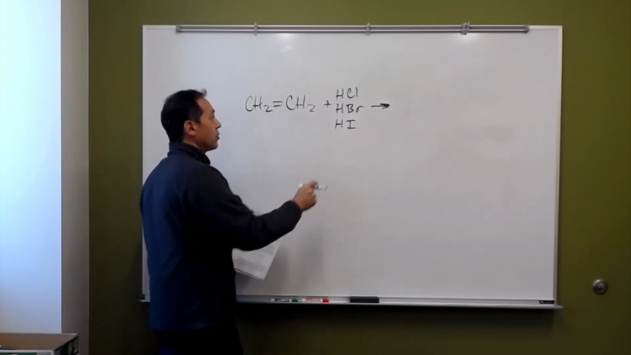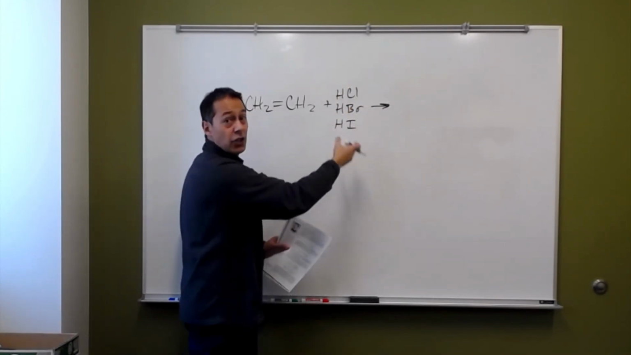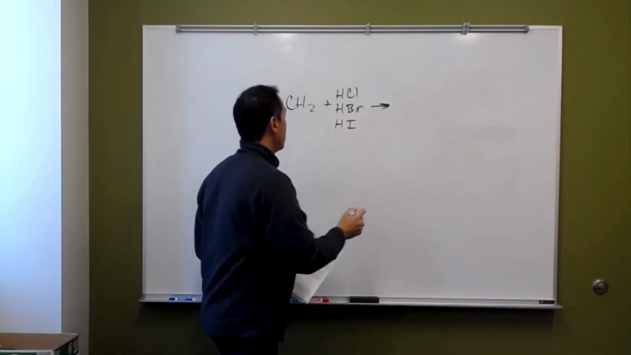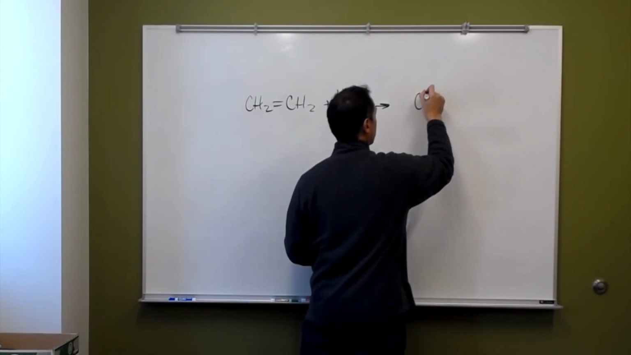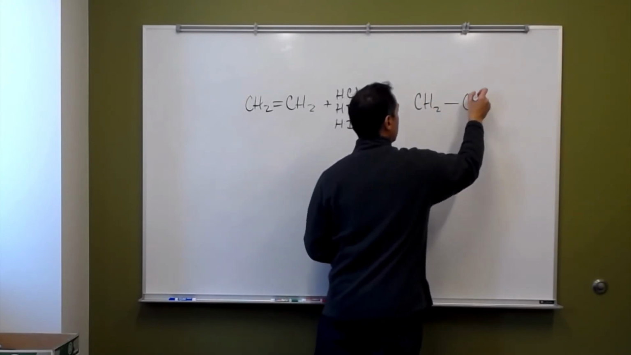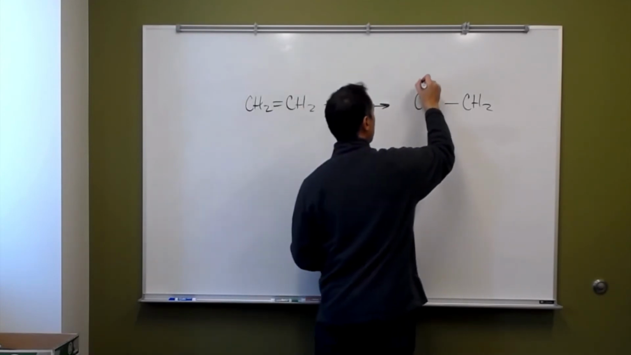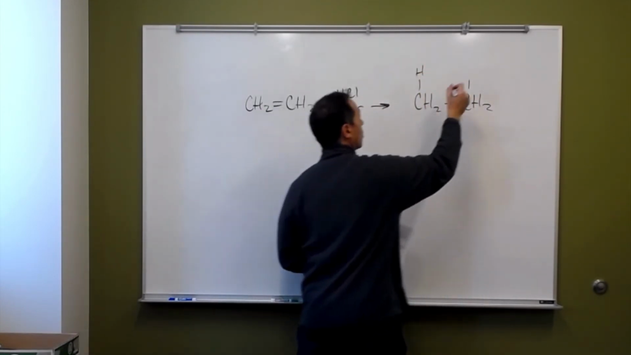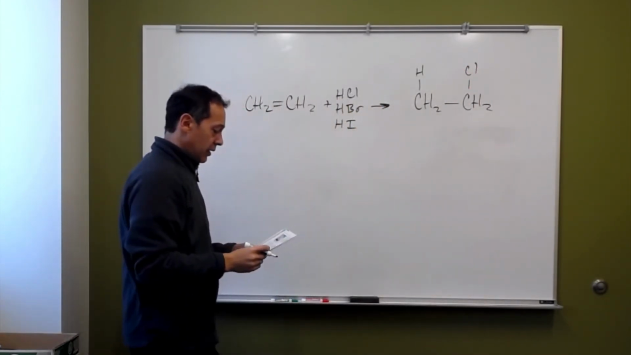And what we're going to do is add a hydrogen to one of these carbons, and then we'll add the halogen to the other carbon atom. So for HCl here, this becomes CH2, CH2, like this, and then we'll add a hydrogen here, and in this case a chlorine, like that.